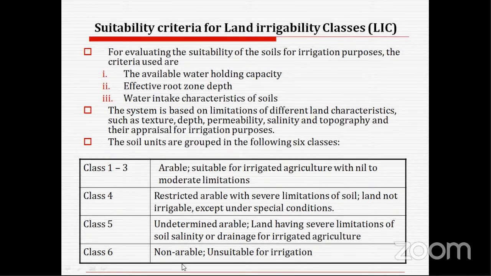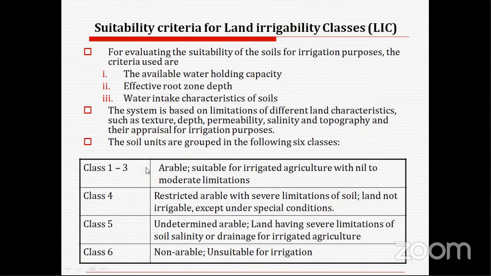Whereas class 6 students, it is non-arable and unsuitable for irrigation. Class 6 is pakka, there is no use. We can't give any irrigation. If you try to give irrigation also, it is not economically feasible. The cost will be very high. So there is no use of giving irrigation for these particular soils. So this is regarding the land irrigability classification classes.